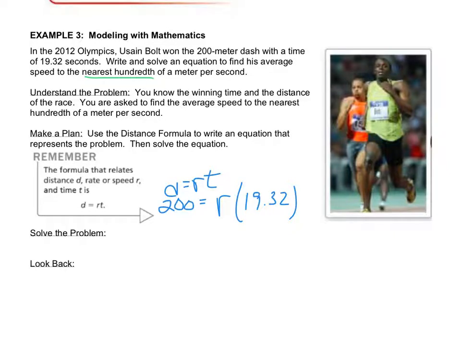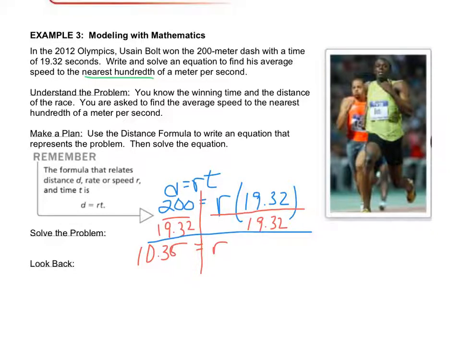So once we have this down, now this is just a matter of solving the equation. On the right side of my equation, I can see r times 19.32, which tells me to divide by 19.32. That's going to get me down to r equals, and that's going to become 10.35. Now the question says to the nearest hundredths. So this is our nearest hundredths. Remember, if it kept going, you would round to the hundredths place using the thousandths, which would be the third decimal place in.